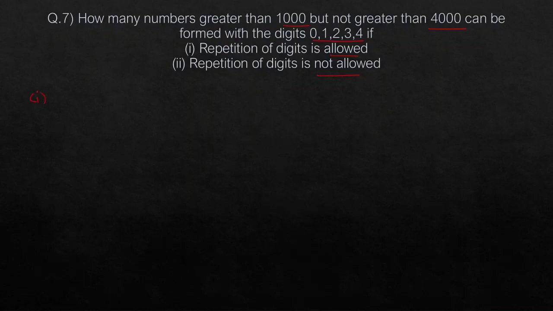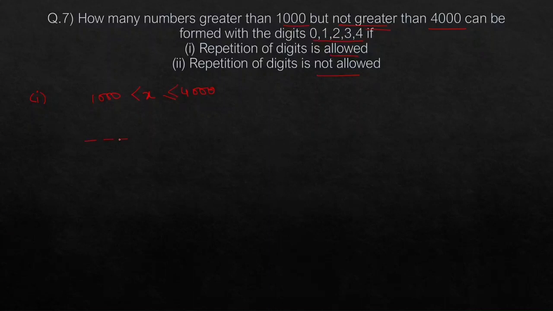So what it is saying is that the numbers, suppose x is the number. So the number should be greater than 1000 and it can be equal to or should be less than 4000. Less than 4000 or can be equal to, because it mentions but not greater than. Equal to is not mentioned here. So we'll take up the case that it can be equal to.